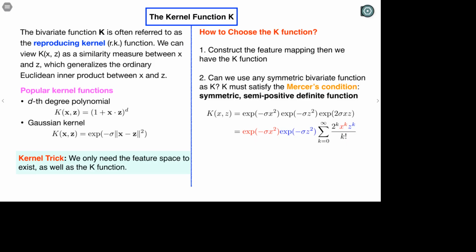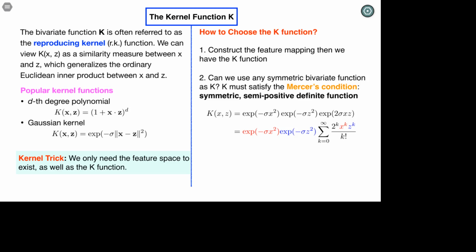Okay, so this is where we were on Friday. We start with the nonlinear SVM formulation, and then we talk about feature embedding. And then the sweet thing about SVM is we don't even need to visit that feature space. We can use a kernel function. And then we talk about how to pick the kernel function K.